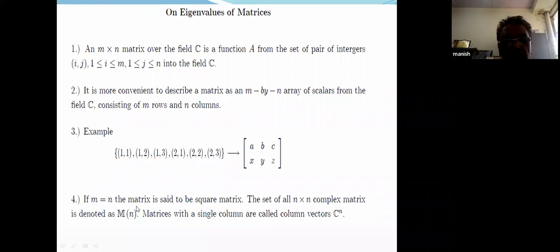Also, if M is equal to N, the matrix is said to be a square matrix. And we denote the set of all complex N by N matrices by this symbol, Mn. Matrices with a single column are called column vectors, and they are denoted by Cn.